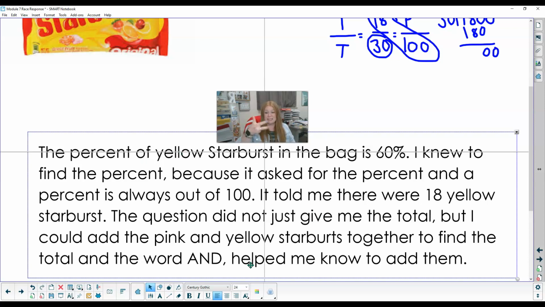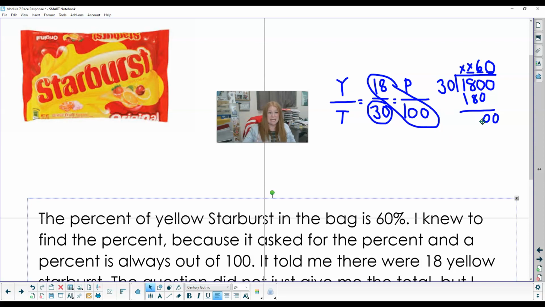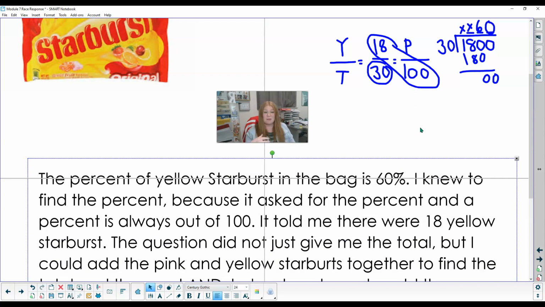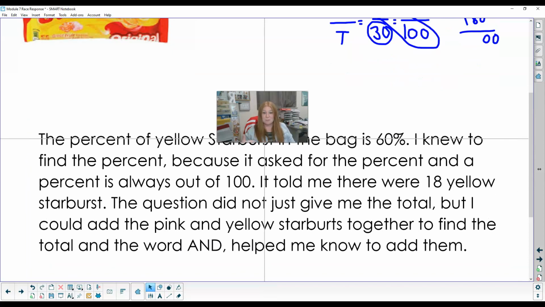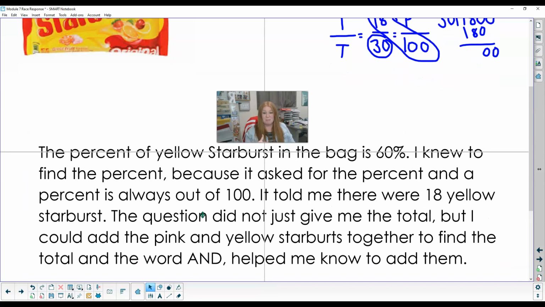So there's RAC, and then here is E, my evidence, my work. So that is an example of how you can use the RACE strategy in math to answer a percentage question.